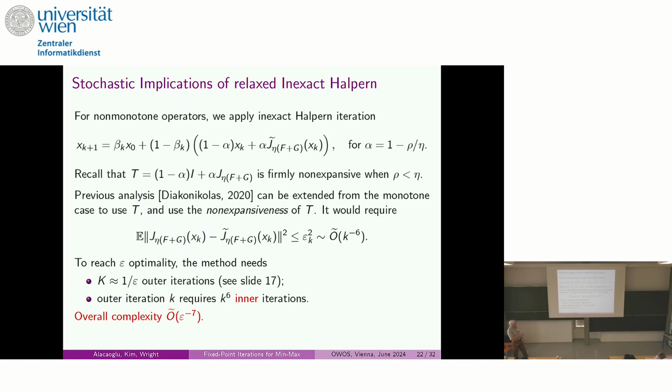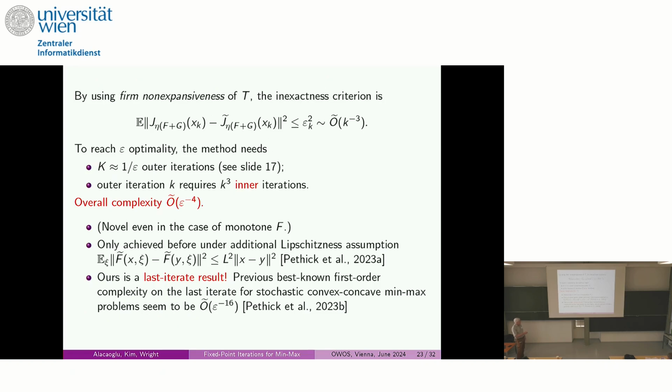And so what you end up with is that if you apply Yellen-Dike-Nicholas's algorithm from 2020, the overall complexity, if you take the 1 over epsilon from the outer loop, the k to the 6 over the inner loop, you're going to need this many total inner loop operations to get an epsilon accurate solution to the fixed point problem, epsilon to the minus 7. Whereas we only end up with epsilon to the minus 4 because we've got a k cubed inner loop.